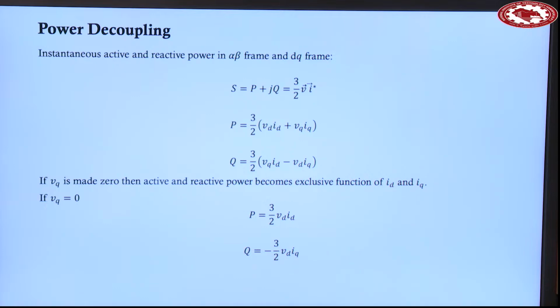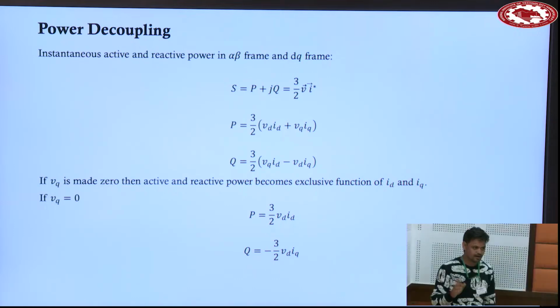If one of the components is becoming 0, either Vd or Vq, depending on your choice of where you put your reference frame, then P simplifies. If I assume that Vq is going to be 0, then P is equal to 3 by 2 Vd Id, and Q is going to be minus 3 by 2 Vd Iq. Vd is common in both equations. So you can control active power exclusively by controlling Id, and you can control reactive power exclusively by Iq.